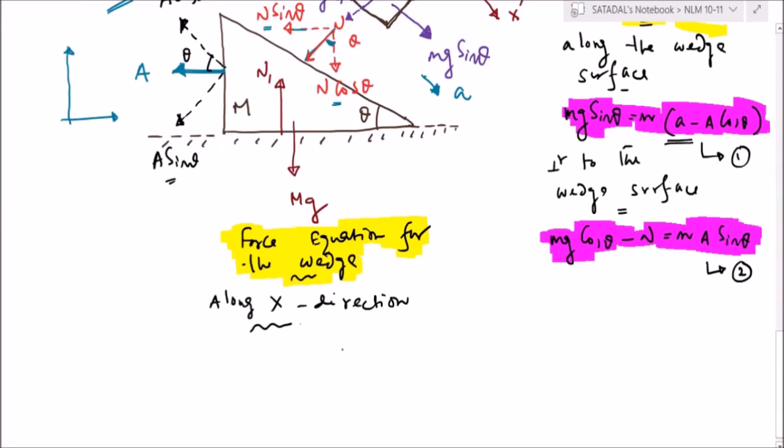Along x, how many forces are acting? Only one force is acting. How much is that? N sin theta, that is equal to capital M into capital A. This is equation number 3. Refer to the diagram.